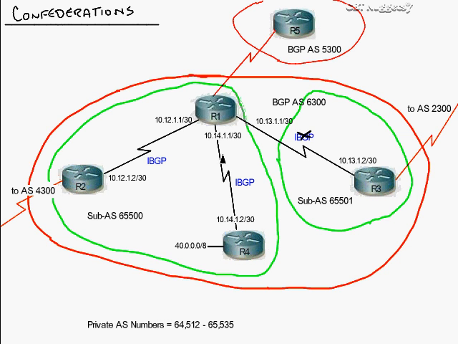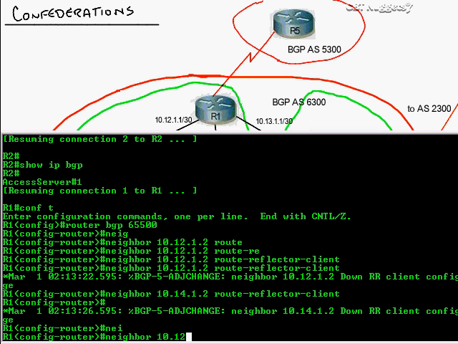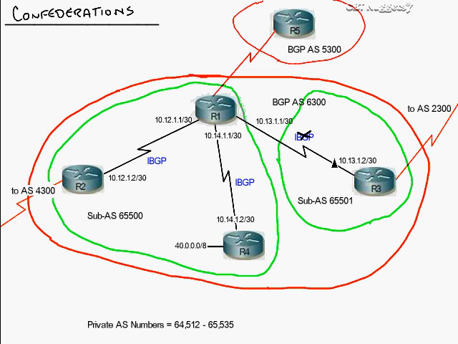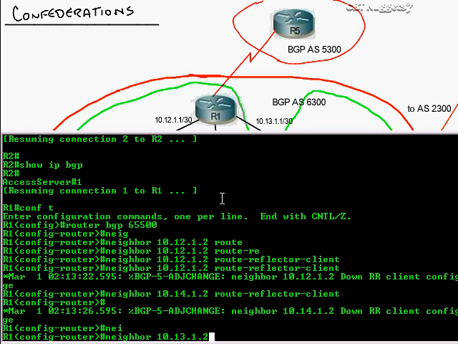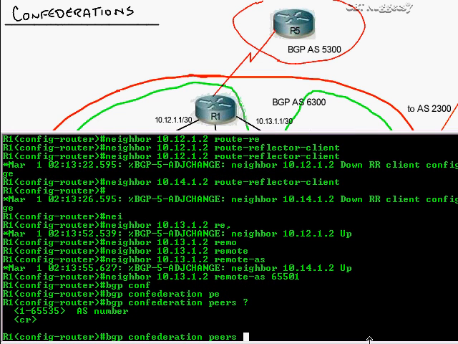While those neighbors are coming back up, let's configure the eBGP relationship between router 1 and router 3. And the nice thing is there's not much different. I'm going to type in neighbor 10.13.1.2, which is the other side of this connection, router 3 over here, from router 1's perspective. Remote AS will be 65501. Now, because we set it up with the BGP confederation peer, and we told it that that is a private autonomous system, router 1 now knows. It goes, oh, okay, that is going to be a confederation peer. I'll establish an eBGP relationship with them.